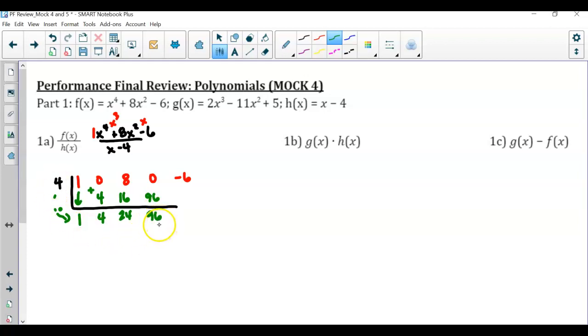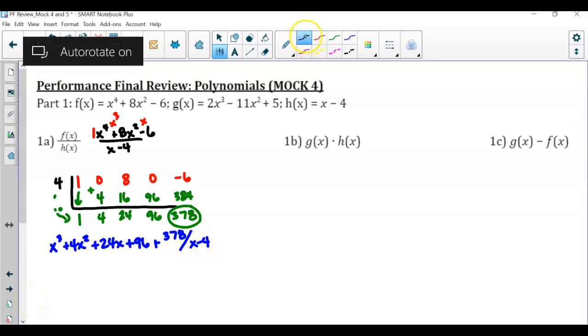Then last, 4 times 96 is 384. When you combine 384 minus 6, you get 378, which is your remainder. So the final answer, because we started x to the fourth, this is 1x cubed or x cubed plus 4x squared plus 24x plus 96 plus our remainder, 378 over x minus 4.